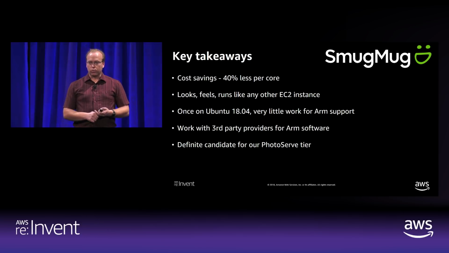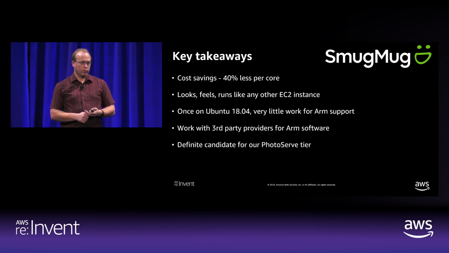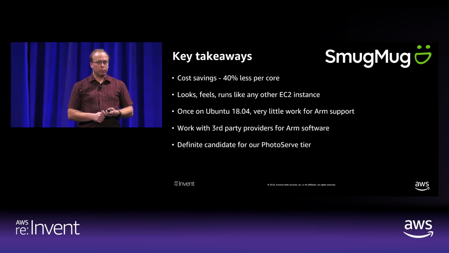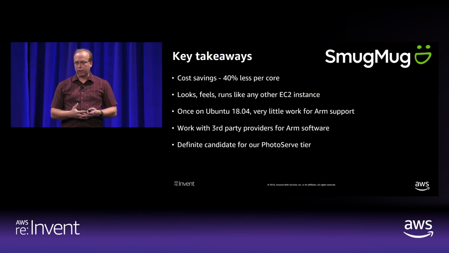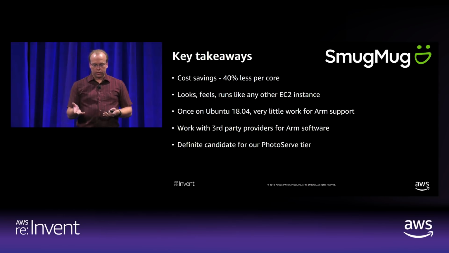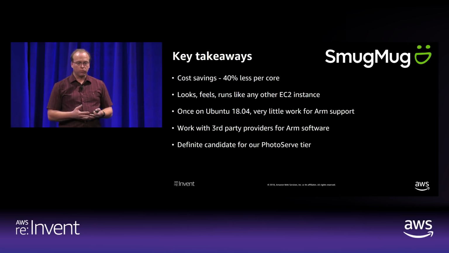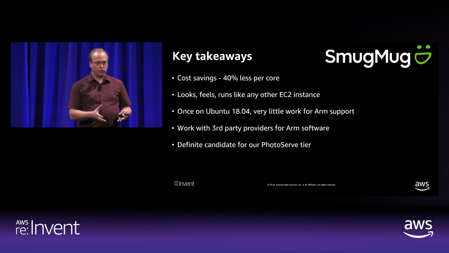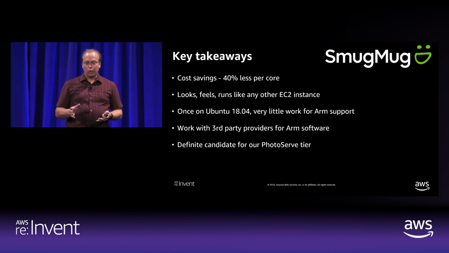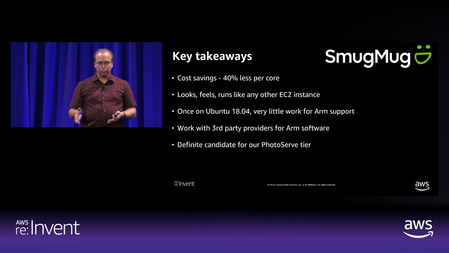We are going to have to continue to work with a few of our third-party providers, like I was saying, profiling tools and other things, just to gain ARM support in those tools, since we just get binary packages from them. And like I said here, definite candidate for our photoserve tier. So our photoserve, like I was saying, is a microservice that, since it's pretty well self-contained, it's a great candidate to do this for. And I would just also say that the overall project, we've been making a lot of steps with this over the last few weeks.